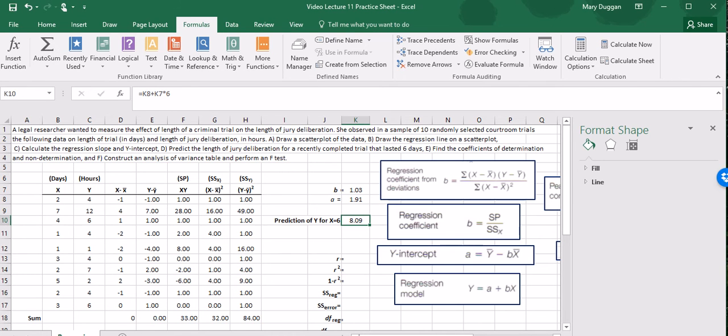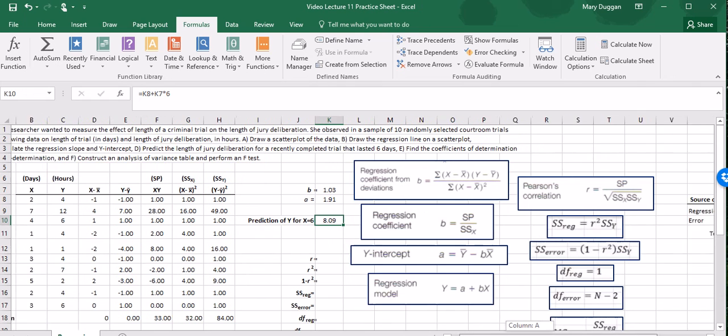And in addition to finding predicted scores, we can utilize the correlation to determine a PRE measure, or what's called a proportionate reduction in error. And that will tell us how much of the variation in length of jury deliberation can be explained by the length of the trial. First, we can calculate the correlation between the days of the trial and the hours of deliberation. So I'm going to move this over just a tad so you can see some new formulas here.